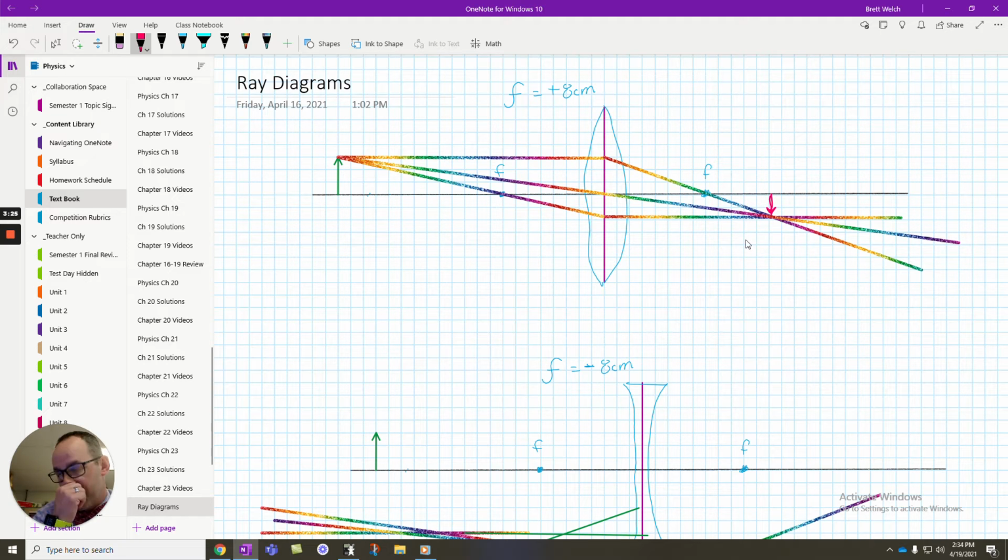And this would be my image distance. This is where my image is. So first, it's upside down. It is smaller, and its image length is not as big as the object length was.